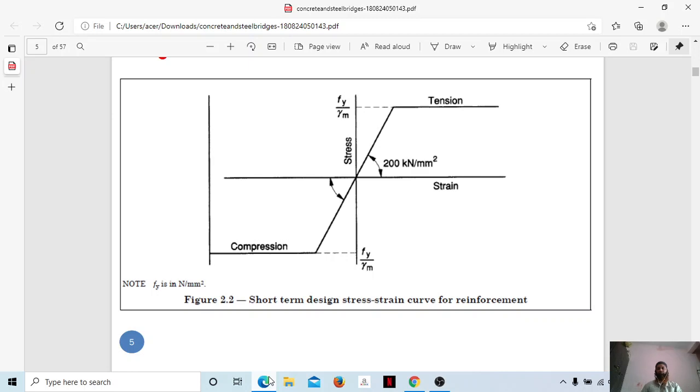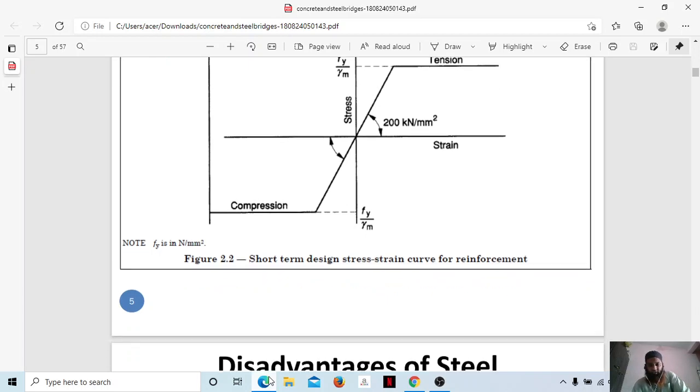But after some time, what happens if the load increases? Then after the elastic limit is crossed, the plastic limit comes, where the failure starts. The first failure starts from there.